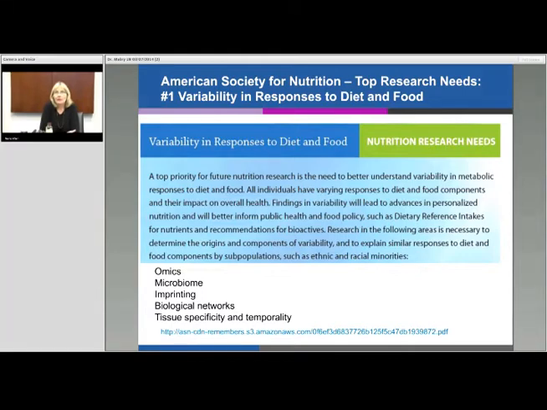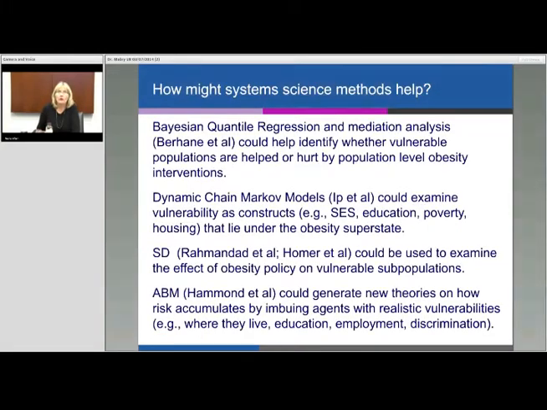In this particular case, they say that the top priority for future nutrition research is the need to better understand the variability and metabolic responses to diet and food. Okay, but fill in the blank. In metabolic responses to diet and food, or to physical activity, or psychological responses to an intervention, whatever messaging about cigarettes, whatever you want to put in that blank, we need to better understand the variability, and we need to look beyond the mean when we're looking at population level research, so that we don't widen our health disparities and trick ourselves into thinking we made a difference when we really have in some ways made things worse by creating a bigger gap between those who have and those who don't.